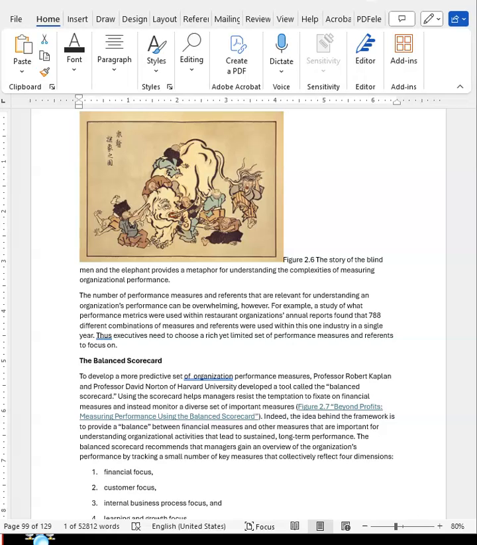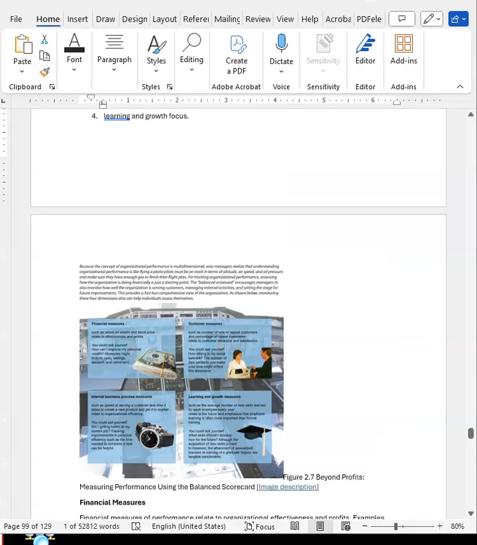Indeed, the idea behind the framework is to provide a balance between financial measures and other measures that are important for understanding organizational activities that lead to sustained, long-term performance. The Balanced Scorecard recommends that managers gain an overview of the organization's performance by tracking a small number of key measures that collectively reflect 4 dimensions: financial focus, customer focus, internal business process focus, and learning and growth focus.